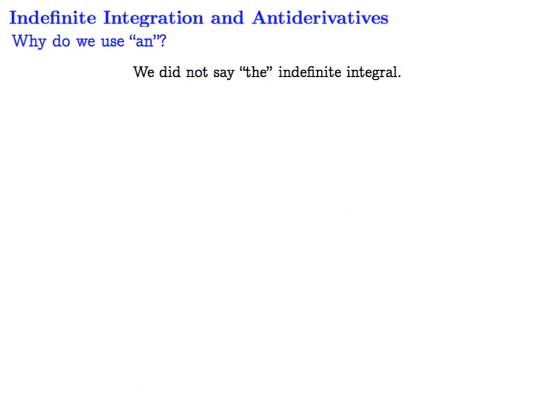So these articles are important here. I used the word an indefinite integral. I didn't say the indefinite integral, right? When we talked about derivatives, a function has the derivative, but here we just have an. So let's talk a little bit more about that.